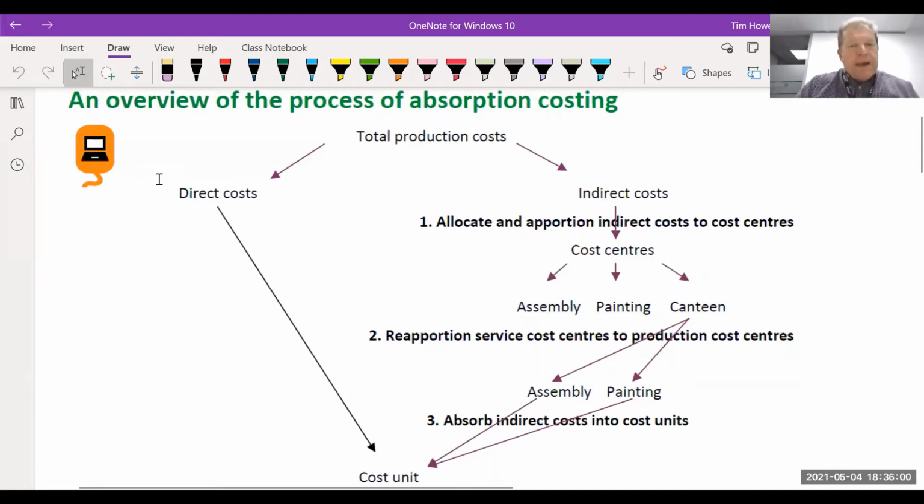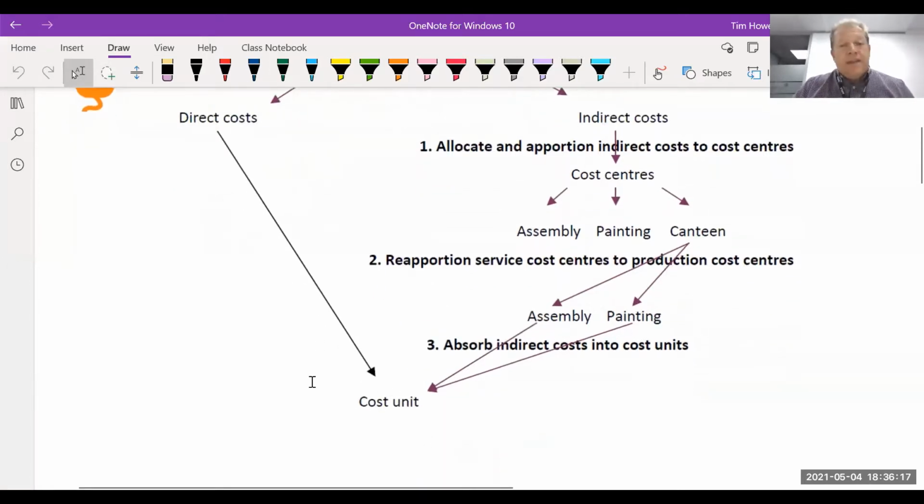And we talked last week about direct costs, costs which can be traced directly to the cost unit. So in a manufacturing sense, the raw materials being used, the direct labor costs, where again, we can see the amount of time someone spends doing a job. And therefore, the direct cost, not a problem. They go straight into the cost of the unit, the stuff that we're producing.